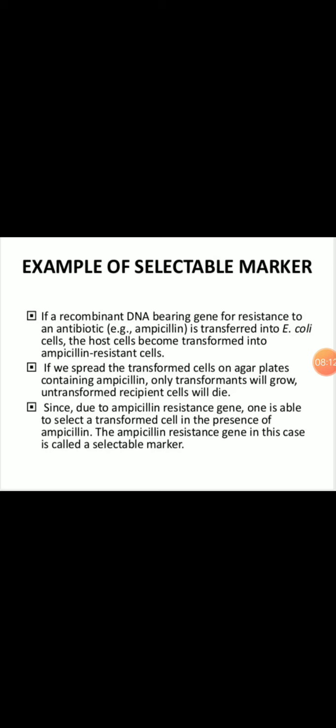Ampicillin is an antibiotic, an antibacterial, so it can kill bacteria which don't have the resistance. The non-transformed cells will be killed or will not grow on that media, and only the transformed recipient cells will grow. Due to the ampicillin resistance gene, we are able to select the transformed cells in the presence of ampicillin. So this is called the selectable marker.